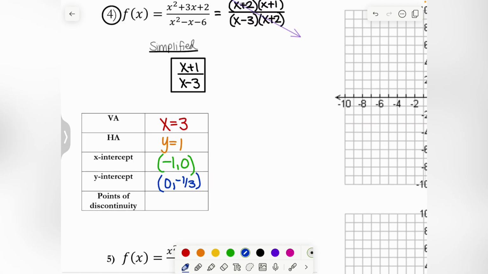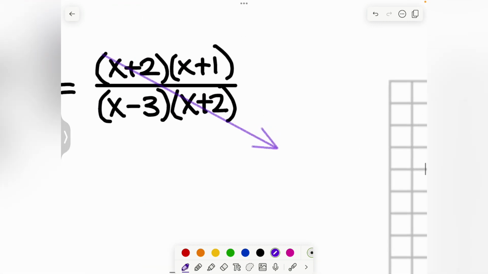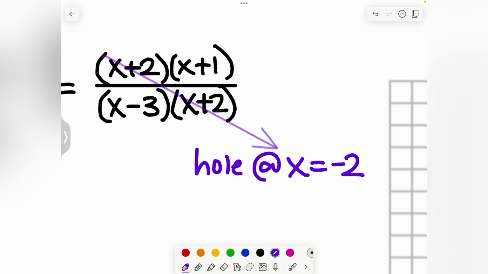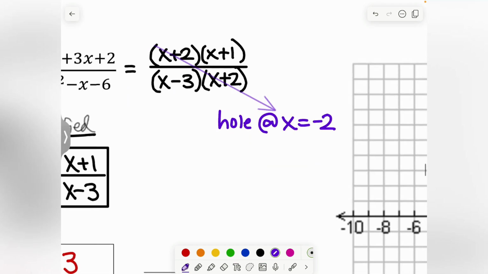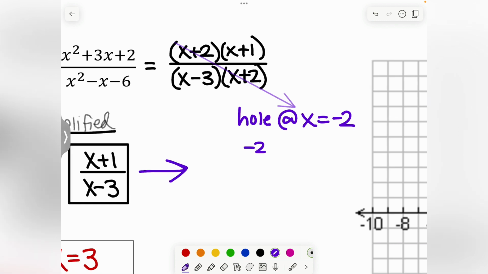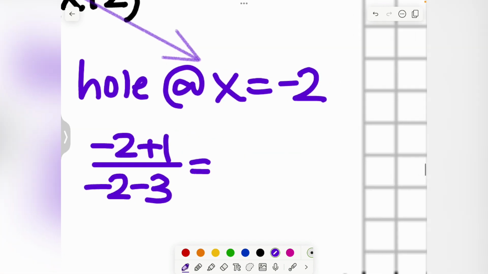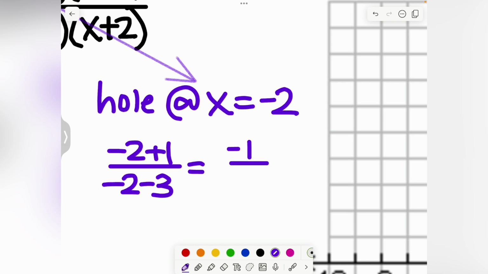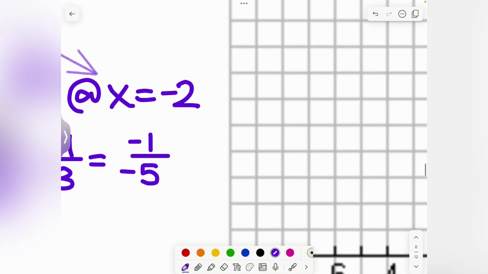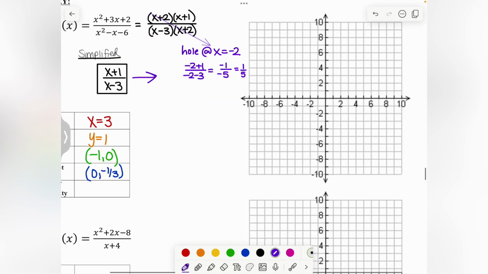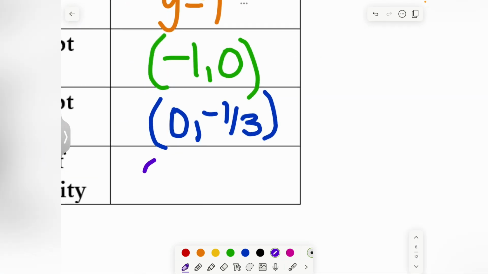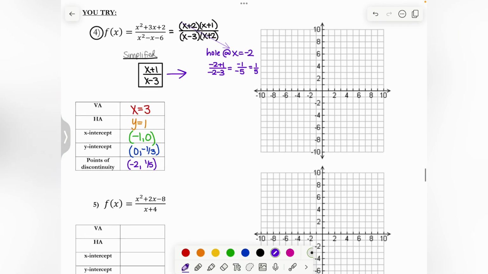Point of discontinuity is the hole. Go back to the canceled part. So the hole is at x equals -2, okay? I set the canceled factor equal to 0. I solved. I plug into the simplified to find the y. So we have -2 plus 1 over -2 minus 3. We're not afraid of fractions here. -1 over -5, the negatives cancel, to +1/5. So the hole is occurring at -2, +1/5. Let's put it all on the graph and call it a day.